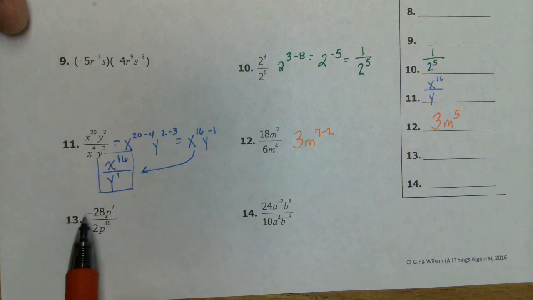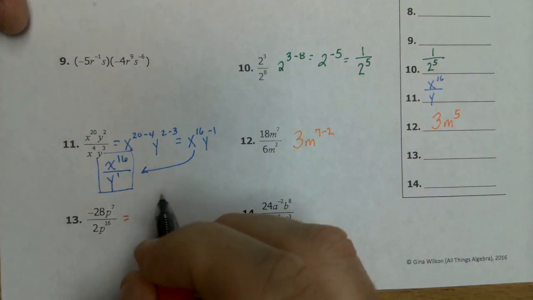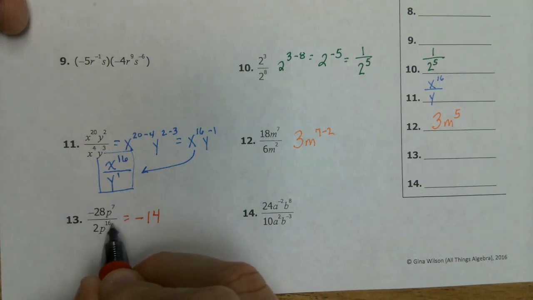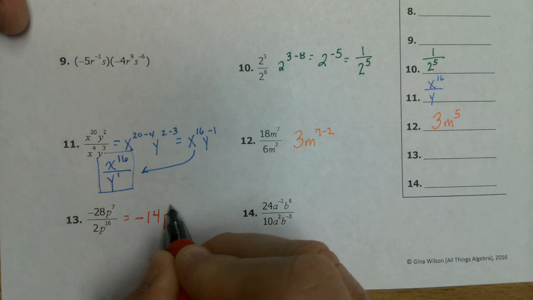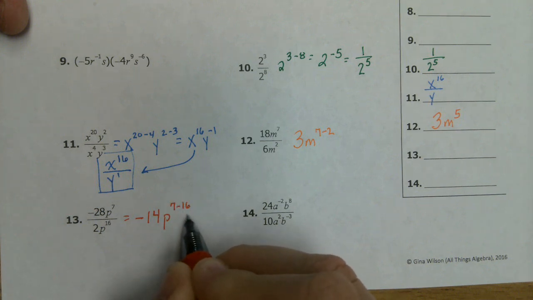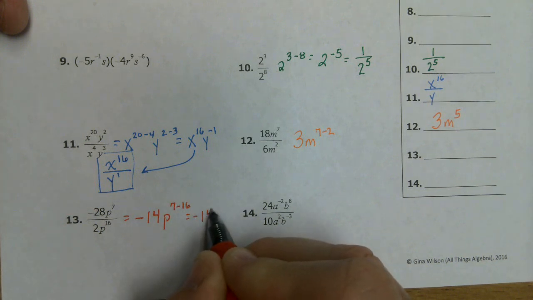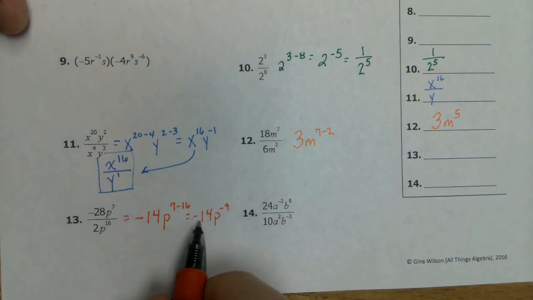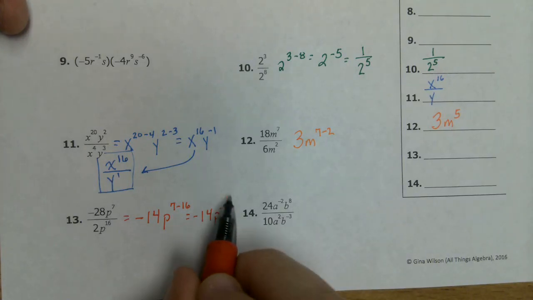As I look at number 13, still dividing, negative 28 divided by 2. My coefficients, I still do the division here. Negative 14, p to the 7th divided by p to the 16th. P to the 7 minus 16 would be negative 14, p to the negative 9th. That negative 14 is fine. We don't move negative numbers, we move negative exponents.